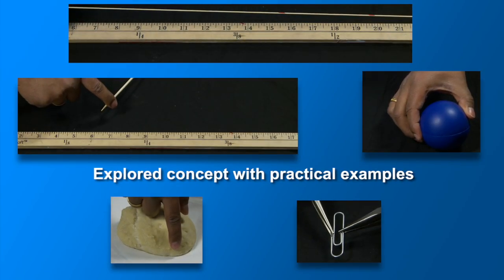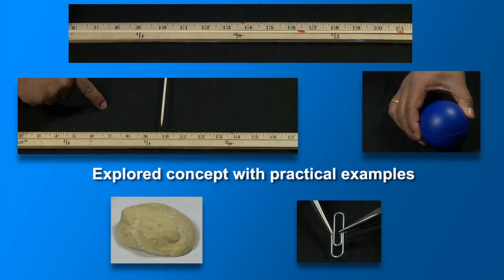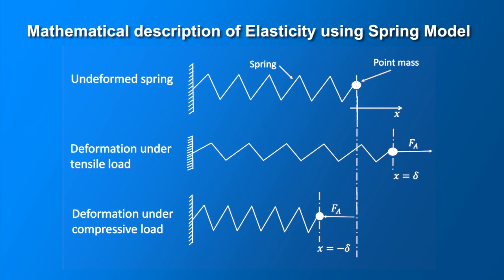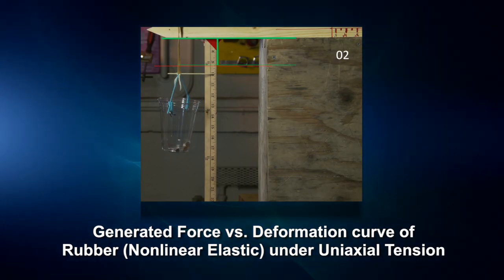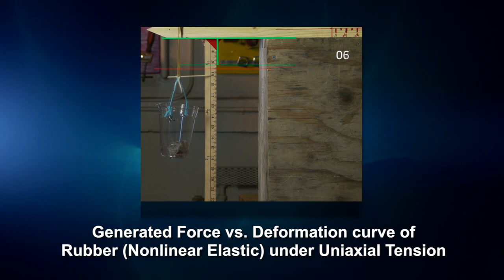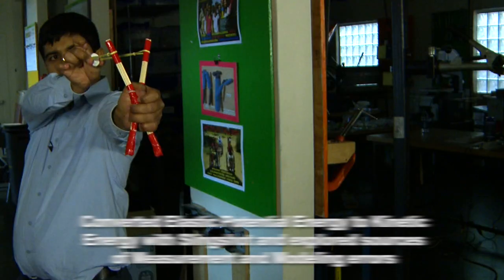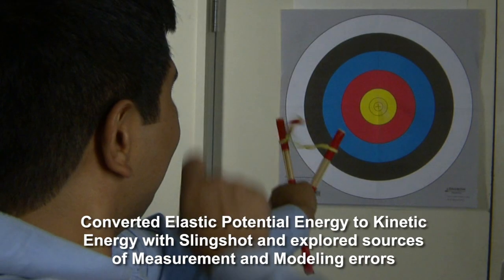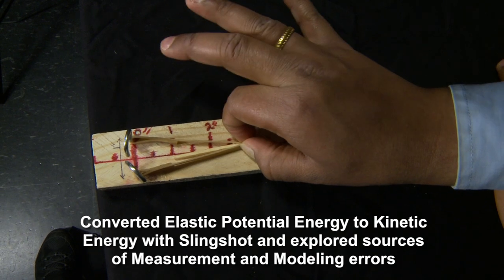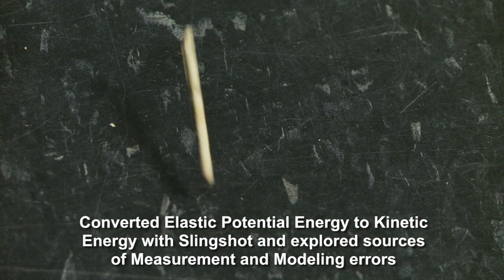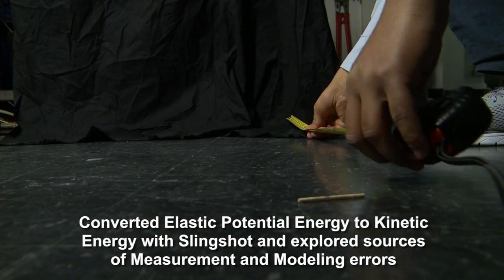And then you used some practical examples to appreciate the distinction between elasticity and inelasticity. Secondly, you got a flavor of the underlying mathematical models through the simplest model using linear springs and Hooke's law. Then through a simple experiment, you discovered that rubber, which you have seen in many applications around you, can show nonlinear elastic behavior. Finally, you utilized a simple rubber band propelled projectile motion to study the potential to kinetic energy conversion and gain an appreciation about how measurement and modeling errors can affect your data analysis.